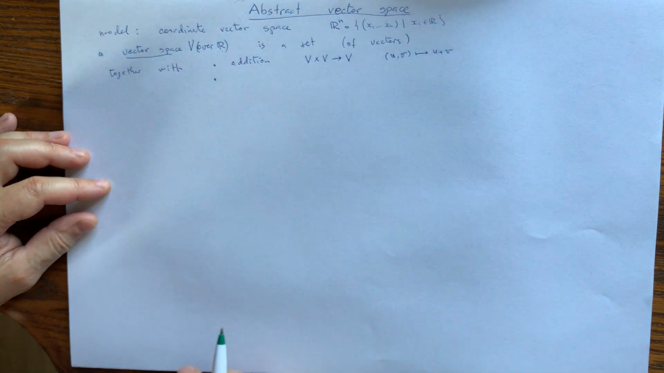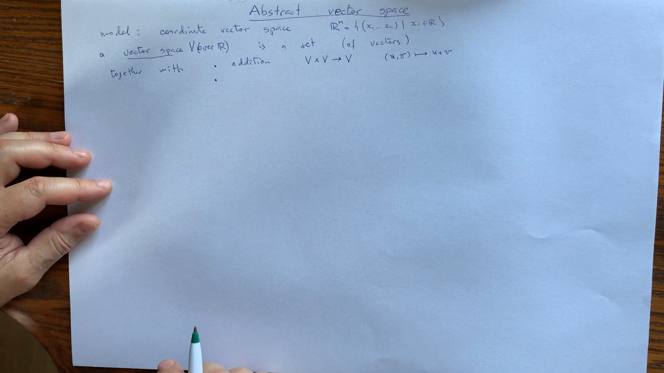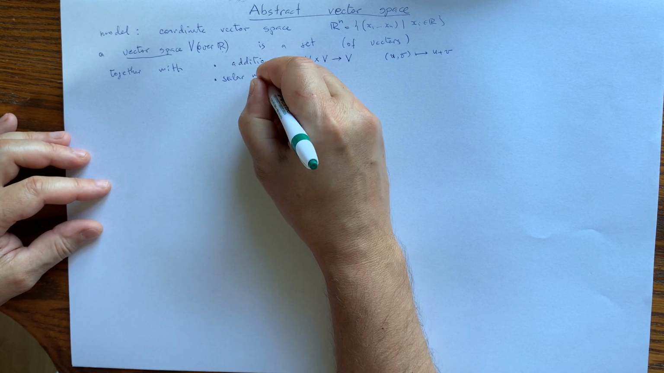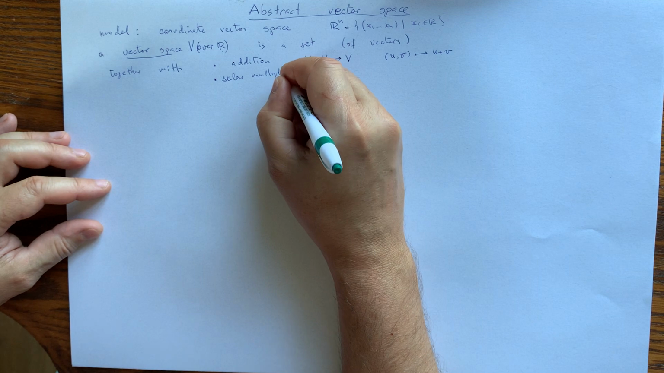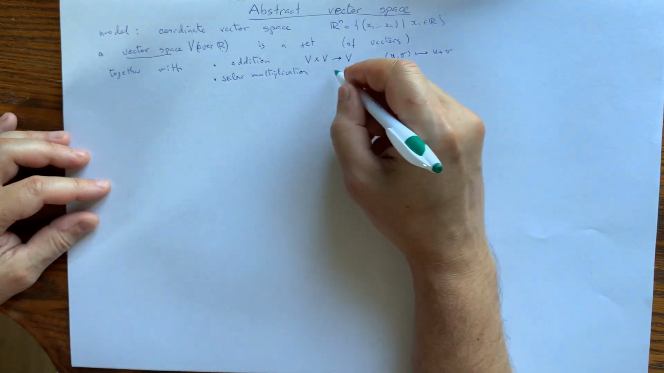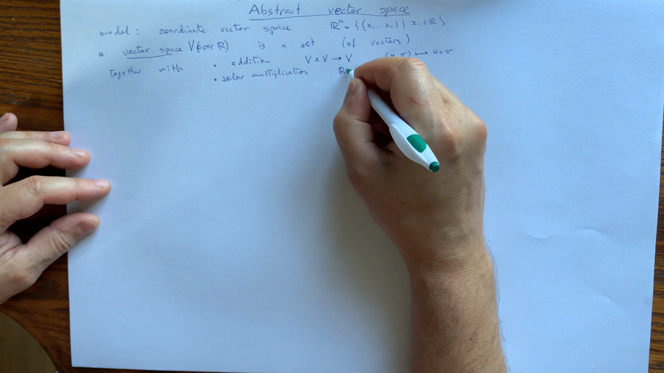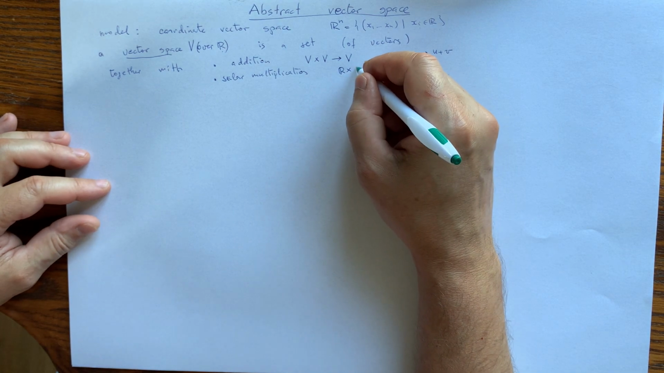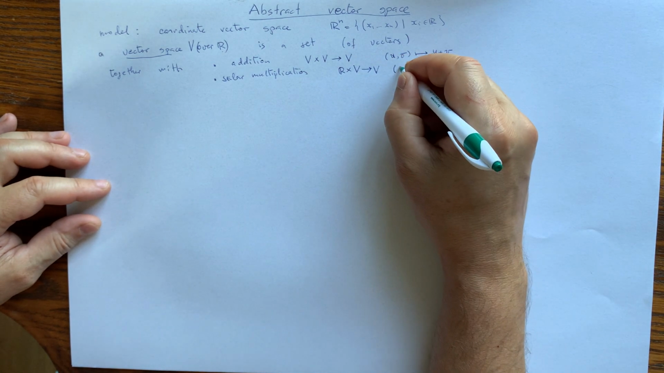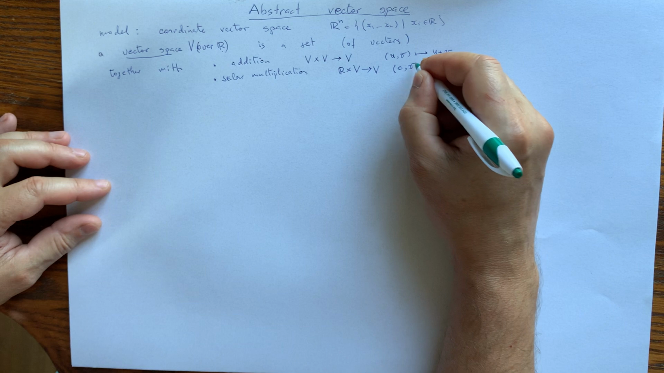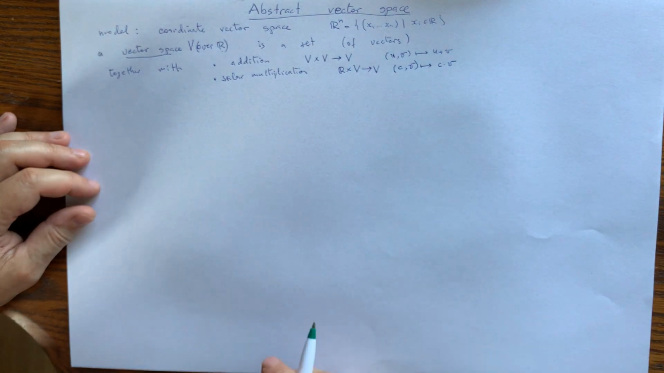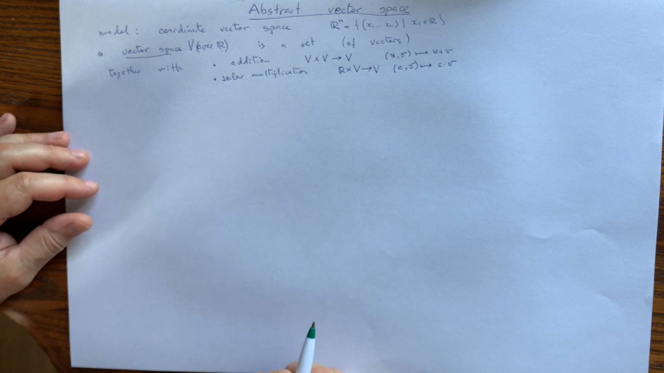And the second operation we have on vectors is the scaling or scalar multiplication, or multiplication by scalars. And that is feeding on a real number and a vector and producing a new vector. So if we have a real number C and a vector called V, the result is C multiplied by V.